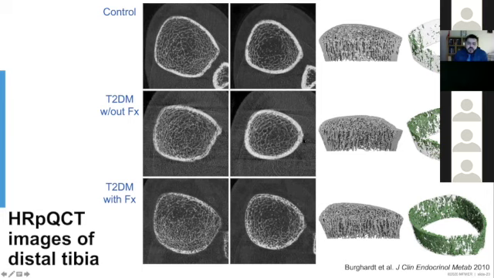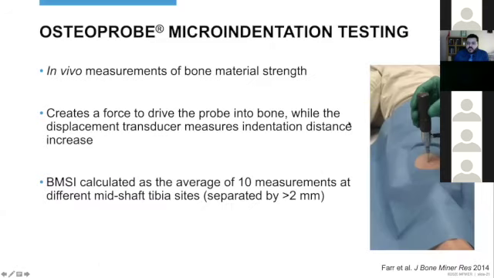And looking at our own data using a technique called the OsteoProbe microindentation technique, which basically, as you see in the figure here, the patient has this probe in the shaft of the tibia, applying a constant pressure causing some microindentation and seeing how much the bone can resist that indentation.